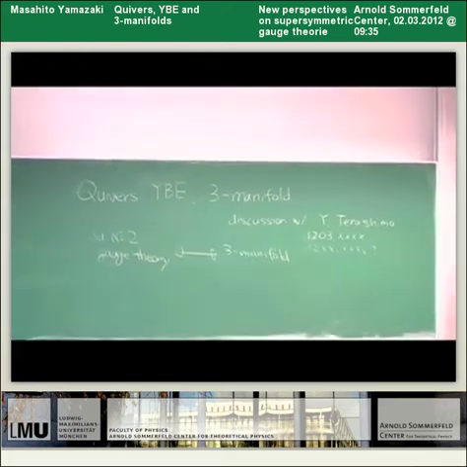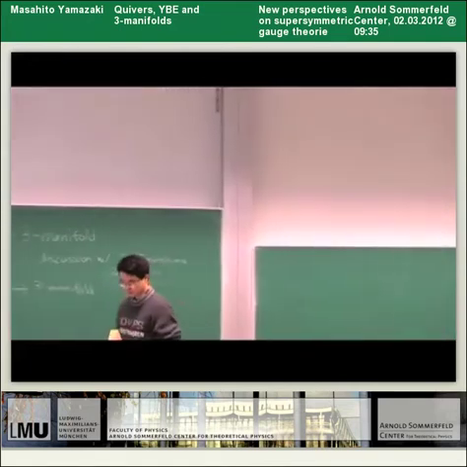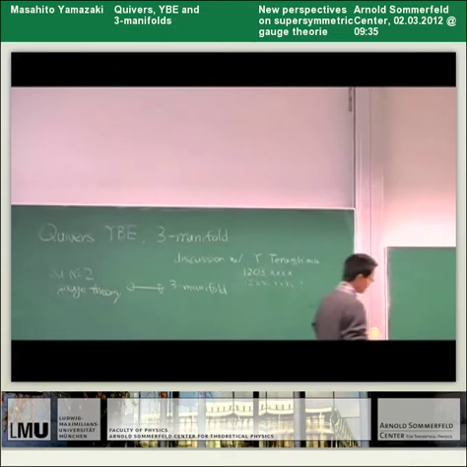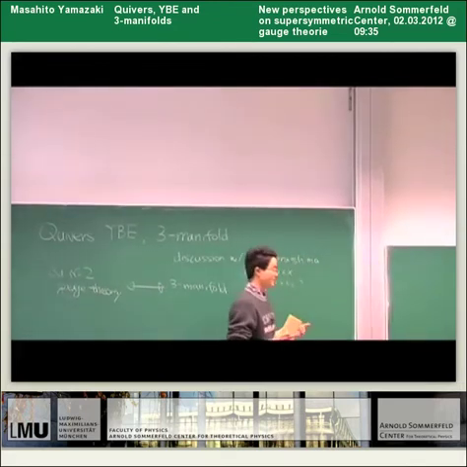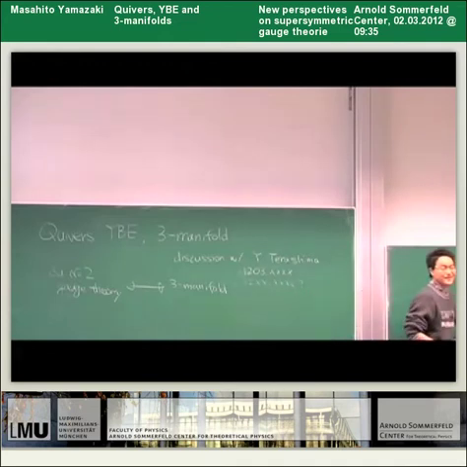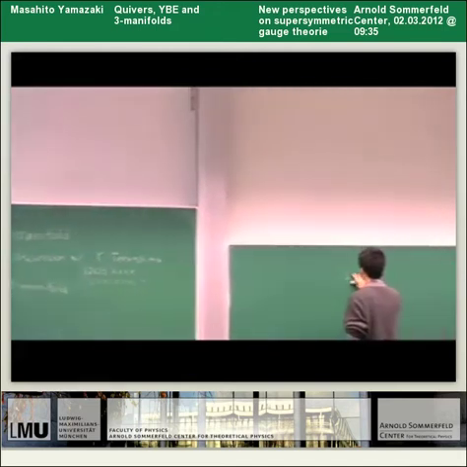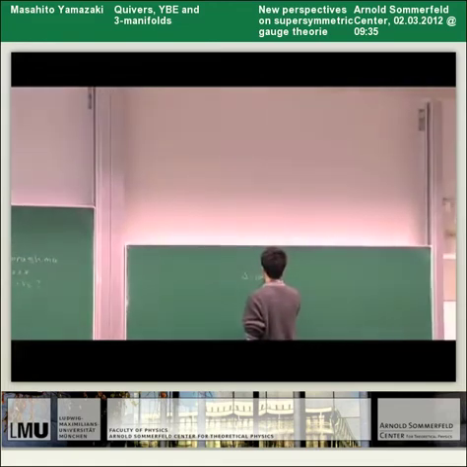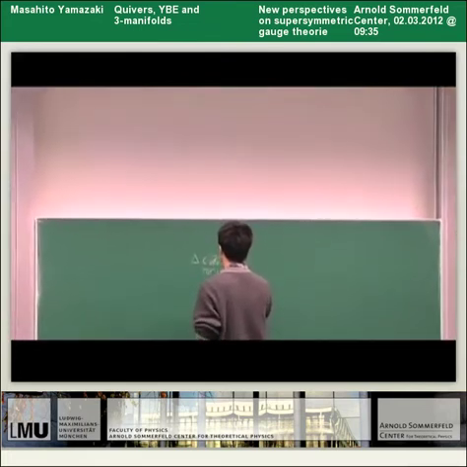First, let me begin by giving an overview of all the ingredients which appear in my story, because there are a lot of things appearing, and it could be messy if I start talking about each particular one from the outset. So in my story, I'm going to start with a convex polytope. This is a convex polygon in R2, or in more physics language, a toric diagram.